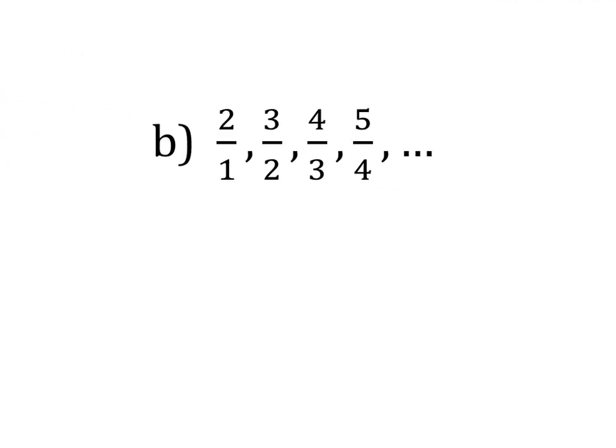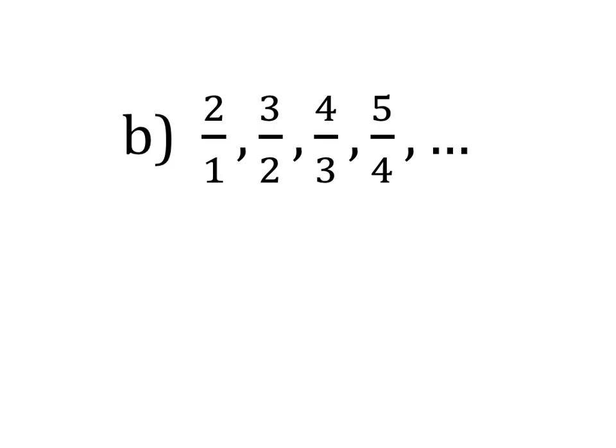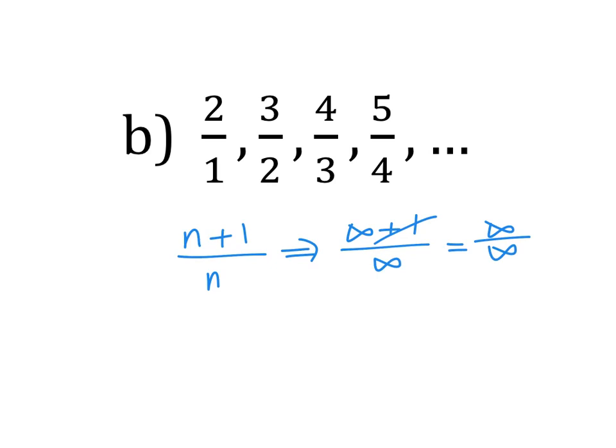What about this one? 2 over 1, 3 over 2, 4 over 3, 5 over 4. Ask yourself, what's going on? You can see that the numerator is always 1 more than the denominator. So this is basically saying n plus 1 over n. Then what happens when n goes to infinity? When n is super large, the 1 is negligible. So this is like infinity over infinity, so it becomes 1.